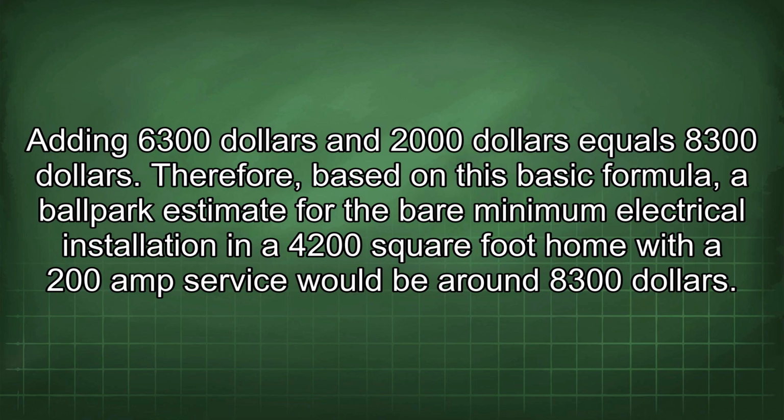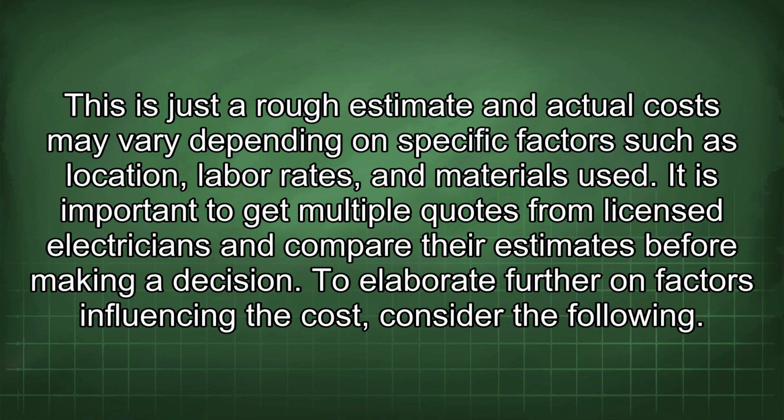Adding $6,300 and $2,000 equals $8,300. Therefore, based on this basic formula, a ballpark estimate for the bare minimum electrical installation in a 4,200 square foot home with a 200 amp service would be around $8,300. This is just a rough estimate, and actual costs may vary depending on specific factors such as location, labor rates, and materials used.